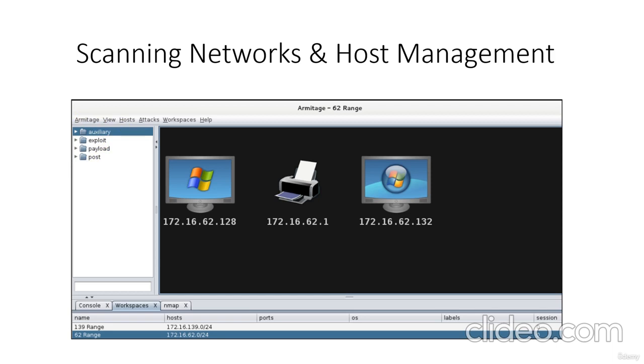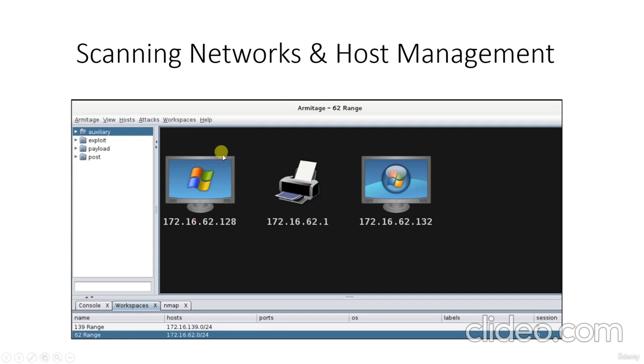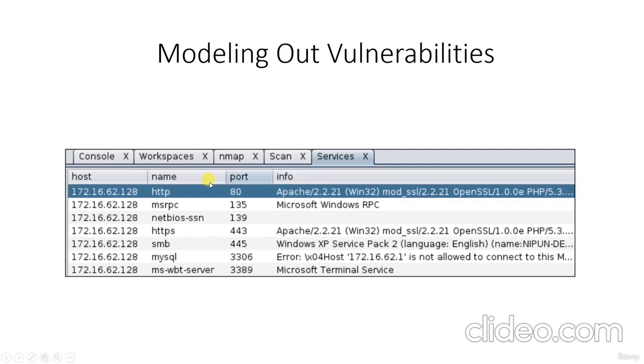So let's see what services are running on the target. Let's see what services are running on the host in the target range by right clicking on the desired host and clicking on Services. As you can see, a lot of services are running on the first host, which is 128, this one. Just right click on this icon and click Services, and it will go to this page.